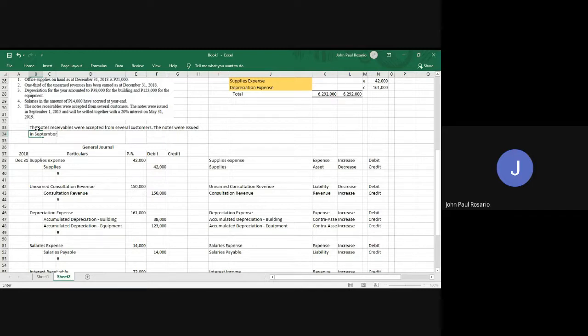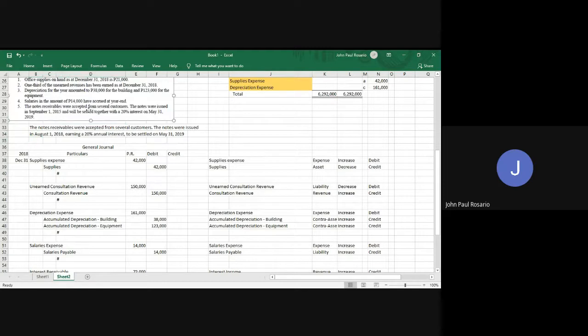Okay, so the notes receivable were accepted from several customers. The notes were issued in September. So August. Okay, August 1, 2018, earning at 20% annual interest to be settled on May 31, 2019.